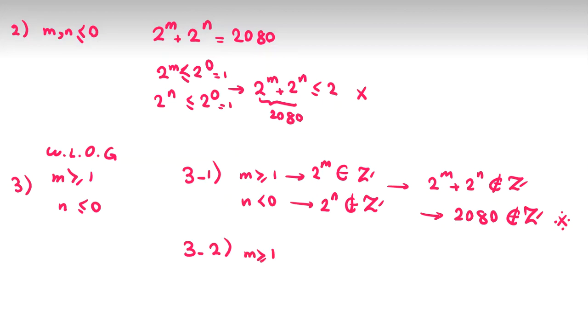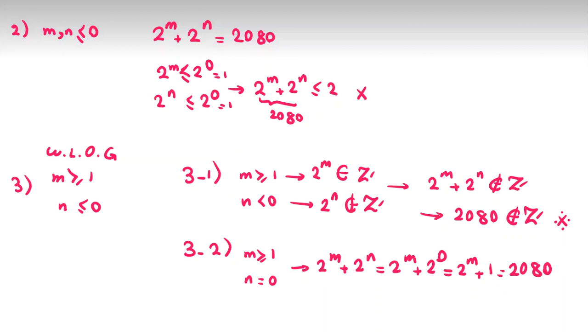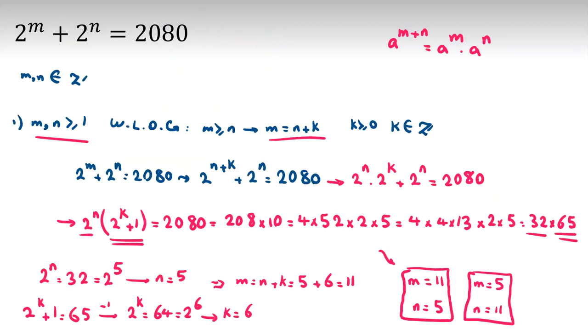Let's consider case 3.2. M is at least 1 and n equals 0. So in this case, 2 to the m plus 2 to the n equals 2 to the m plus 2 to the 0, which is 2 to the m plus 1. We know it's 2080. So 2 to the m will be, if you subtract 1, 2079, but we know m is at least 1, so 2 to the m should be even. It's not even, it's odd. Okay, so we've solved this problem, and our only answers are 11, 5, and 5, 11.